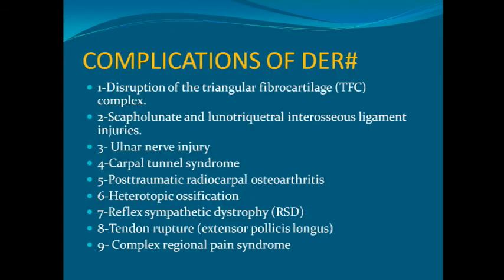So what are the complications of distal end radius fracture? So there may be disruption of TFCC, the scapholunate and lunotriquetral interosseous ligament injuries, ulnar nerve injuries, carpal tunnel syndrome, post-traumatic radiocarpal osteoarthritis, heterotopic ossification, reflex sympathetic dystrophy, tendon rupture, or complex regional pain syndrome.